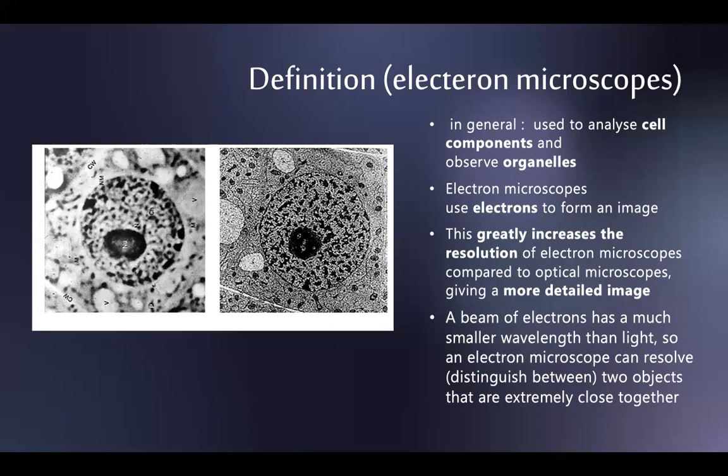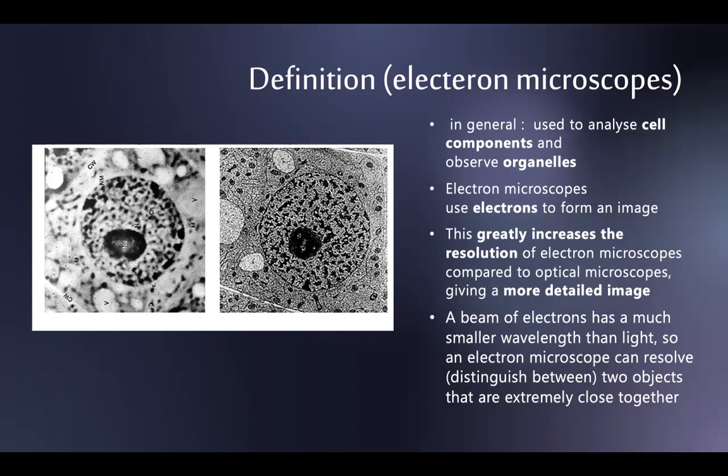And so this greatly increases the resolution of electron microscopes compared to optical, also called light microscopes, giving a more detailed image. A beam of electrons has a much smaller wavelength than light, so an electron microscope can resolve or distinguish between two objects that are extremely close together. That's why an electron microscope gives a greater resolution than the light microscope.